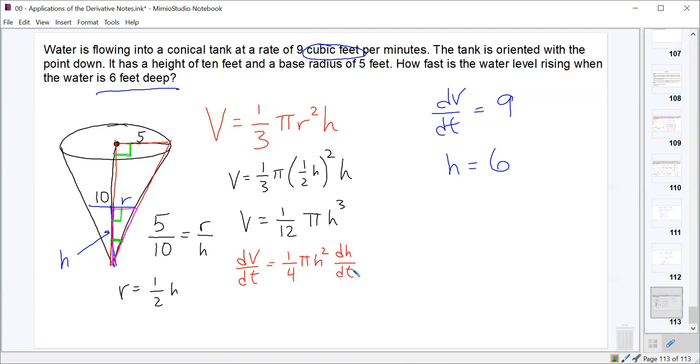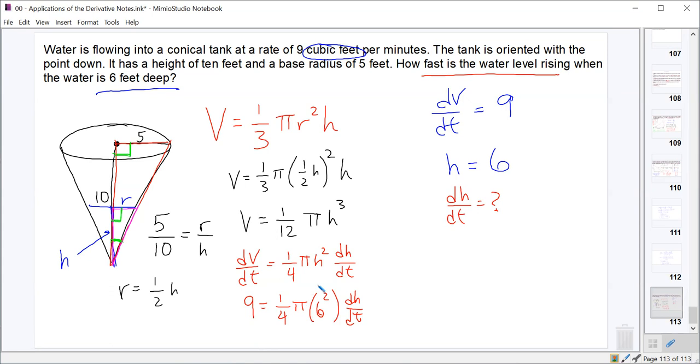And the only thing in this equation that we don't know is dh/dt, and dh/dt is what the question was asking us about. How fast is the water level rising? So we'll plug in 9 for dV/dt. We'll plug in 6 for h, and we'll solve for dh/dt. I'm going to multiply this 4 over to the other side. That'll give me a 36. And then I've got a 6 squared here, which is also 36, that I'm going to divide by.